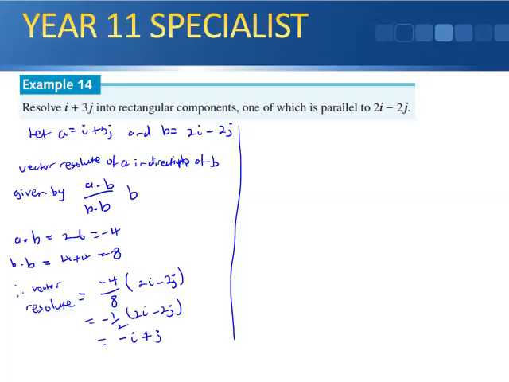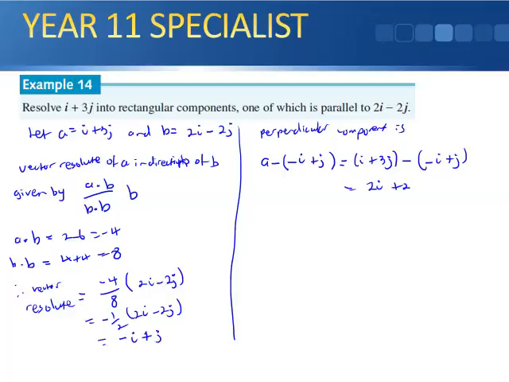Now, the perpendicular component is A minus negative i plus j, which equals, A we already know is i plus 3j, minus negative i plus j, which means it's 2i plus 2j.